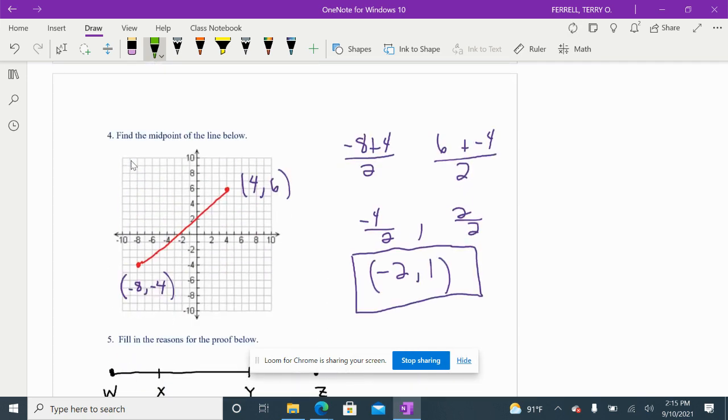All right, number 4. This one's pretty straightforward. The main thing is you want to write out your ordered pairs. So on the right side, I have 4, 6. Left side, I have negative 8, negative 4. From there, you use the formula. And I didn't write the formula here, but you add up the x values, divided by 2, comma, add up the y values.